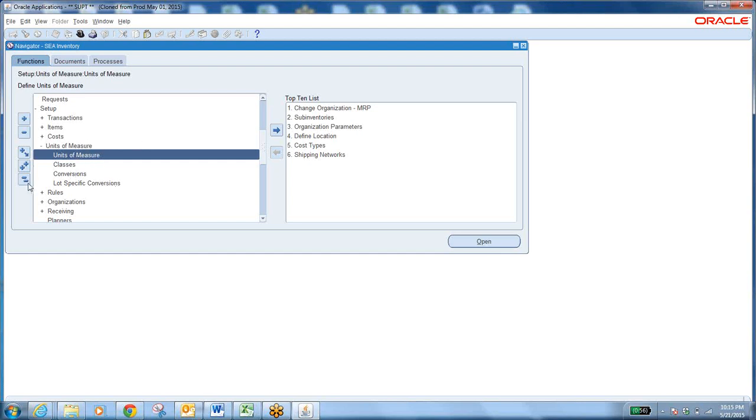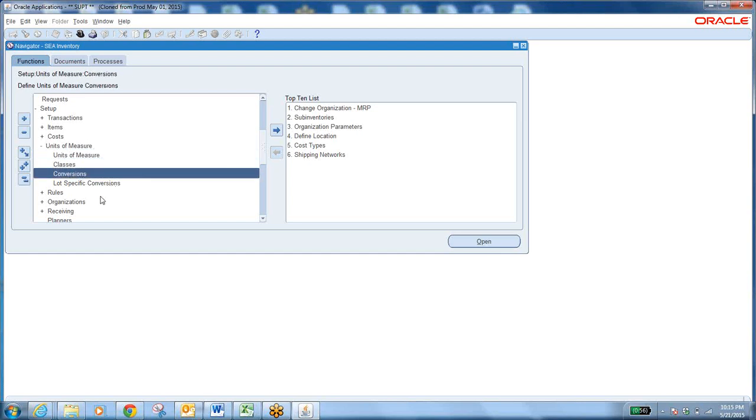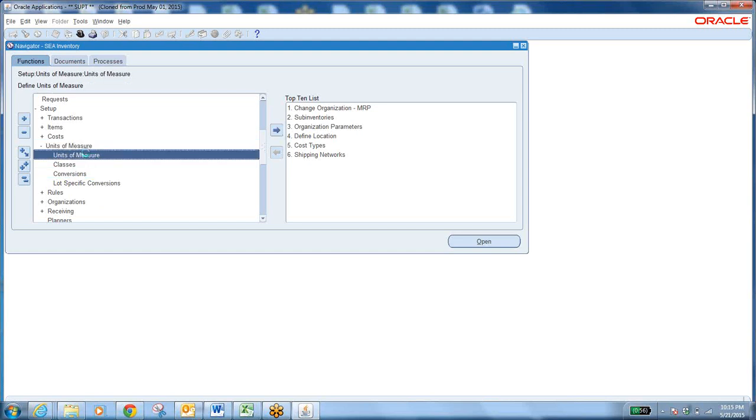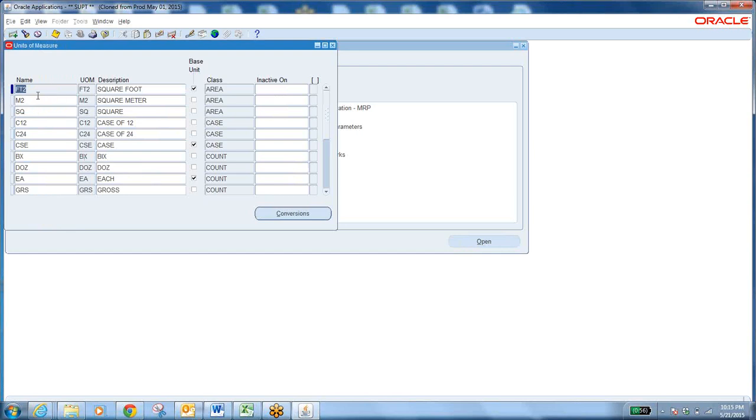Now let us say here, we have unit of measures, classes, conversions. First you understand, what is unit of measure? You can see square foot, square meter, case, carton box. Case for one box can accommodate 12 items only. One box can accommodate 24 items, means size has been increased, right? See here, there is a checkbox which is base, nothing but primary unit of measure. When I say case, when I say square foot, it is a base unit of measure. Then we have different unit of measures.